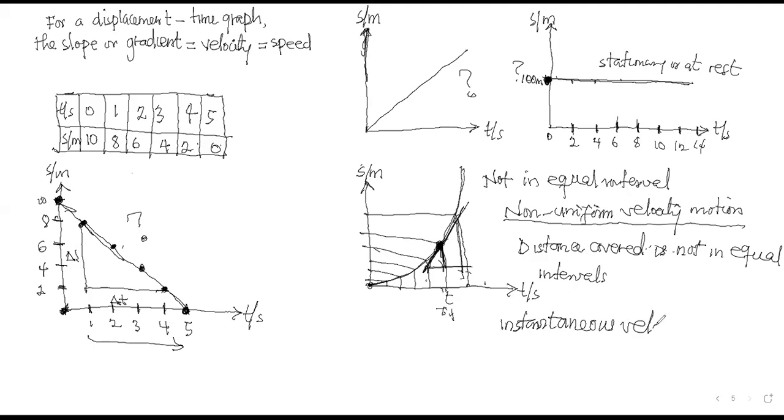So for the slope of a non-uniform velocity motion, you can only find what we call instantaneous velocity. The word instantaneous means within a given instant of time. So you can only find the velocity of the body within a given time.